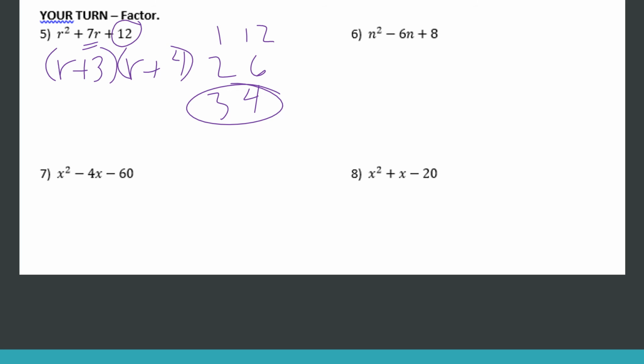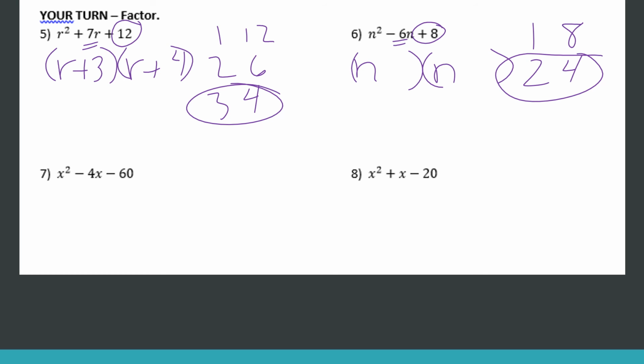Okay, moving on to number 6 here. So set up my 2 sets of parentheses. I know I need n times n to give me that n squared. And I want to look at the factors of 8 that give me that 6. So 1 and 8 and 2 and 4. Looks like it is 2 and 4 that I want. But I need to get negative 6 there in the middle. So I need negative 2 and negative 4. When I add them, that makes negative 6. And when I multiply 2 negatives, I get that positive 8. So minus 2 and minus 4, and there's the final answer.